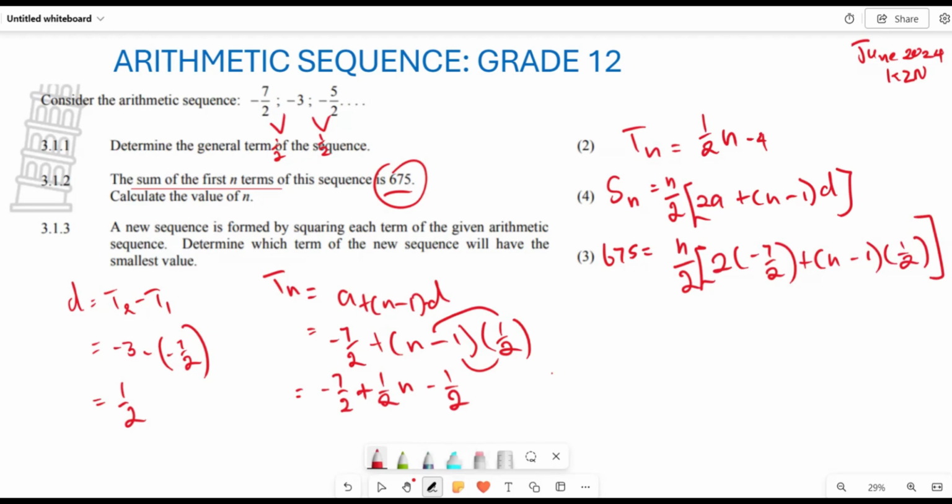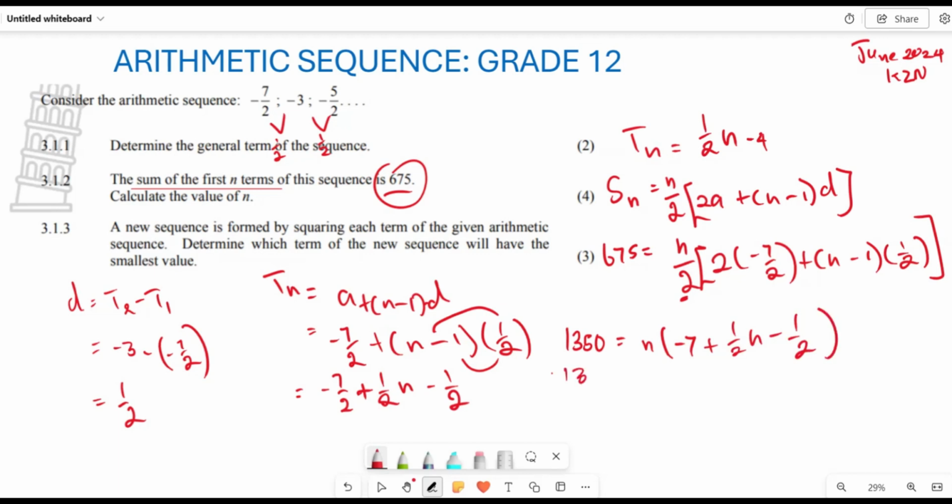Now the first thing that you're going to do is take this 2 and cross multiply with it. So when you're cross multiplying, this is going to be 1350 equals, now when you are saying 2 multiplied by negative 7 over 2, you're going to get negative 7. Let me write the n. Firstly, remember here you are left with the n, so this is the same as n into bracket, negative 7, and then plus 1 over 2 and subtract 1 over 2.